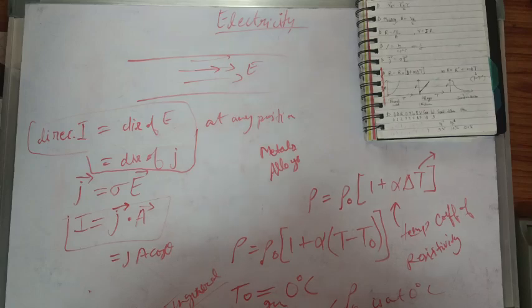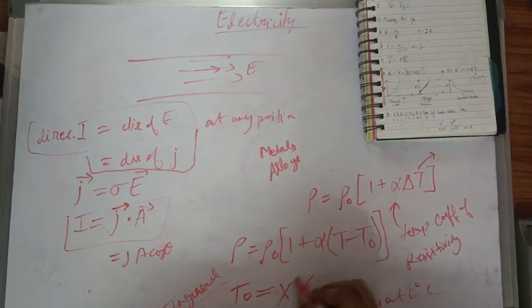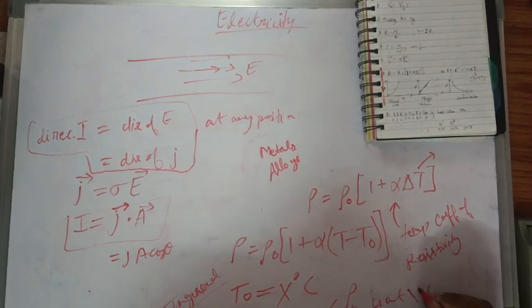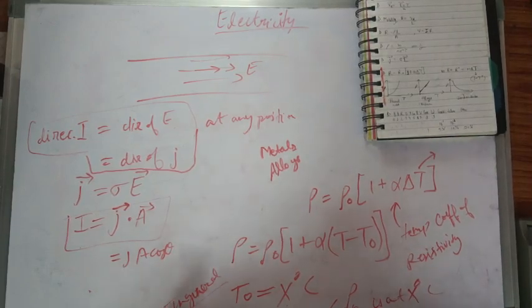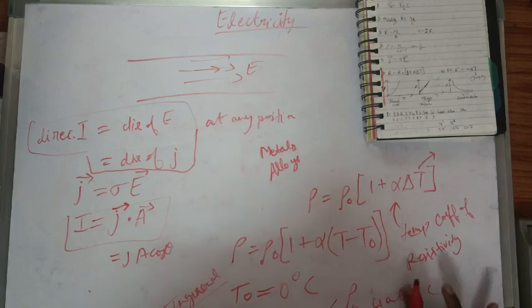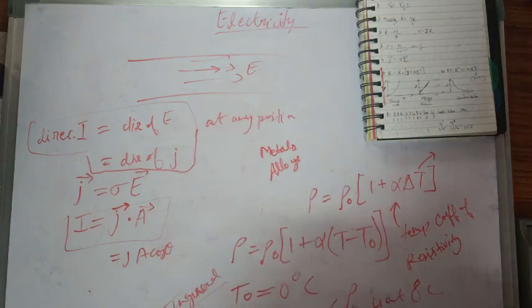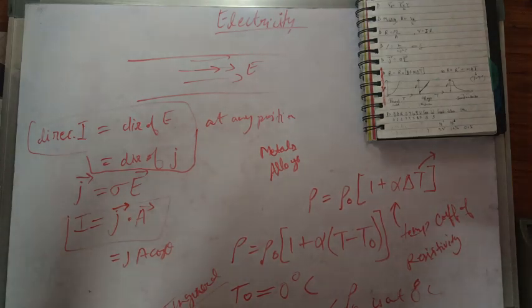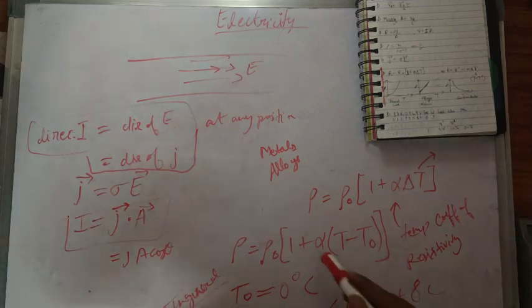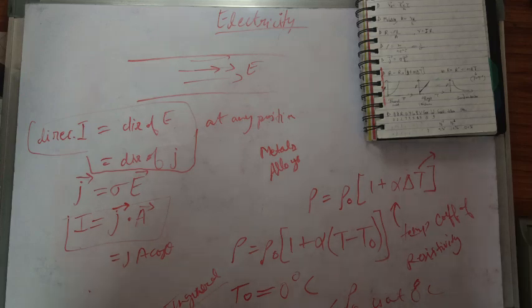But if it is given in the problem that T naught is at some, let's say, x degree Celsius and rho naught is at the same x degree Celsius, then we have to take that as the reference temperature here. But in general it is 0 degree Celsius, and we have to put in the value of this reference. Now the value of alpha is very small in case of metals.